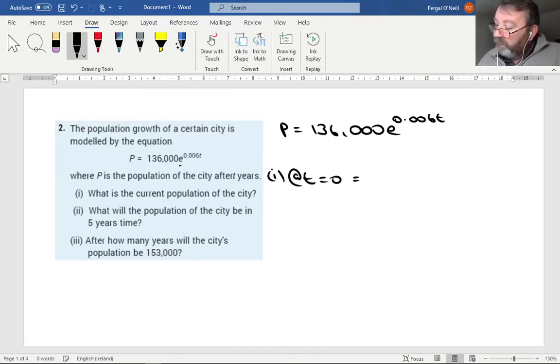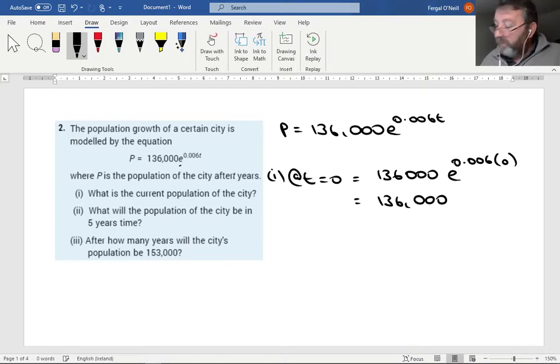And that means we end up getting 136,000 e to the power of 0.006 multiplied by 0. And again, these multiply to 0, which gives e to the power of 0, which becomes 1. And 1 times that is 136,000. So that's the current population now. Now is always t equals 0. Okay, part 2.